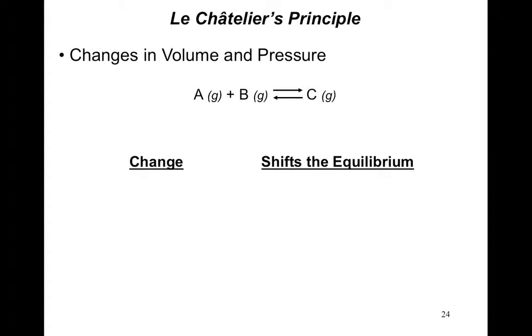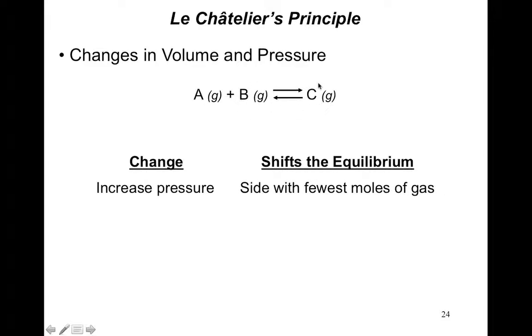If we change volume and pressure, we're going to want to look at the moles of gas. So here we've got, if we're increasing the pressure, 2 moles of gas in the reactants and 1 mole of gas in the products. And so you can kind of think of it as 2 moles of gas takes a lot more space than 1 mole of gas. So if I increase the pressure, it'd be more favorable for me to be 1 mole of gas. I'm not going to take as much space that way. So you'd actually shift that equilibrium to the right.